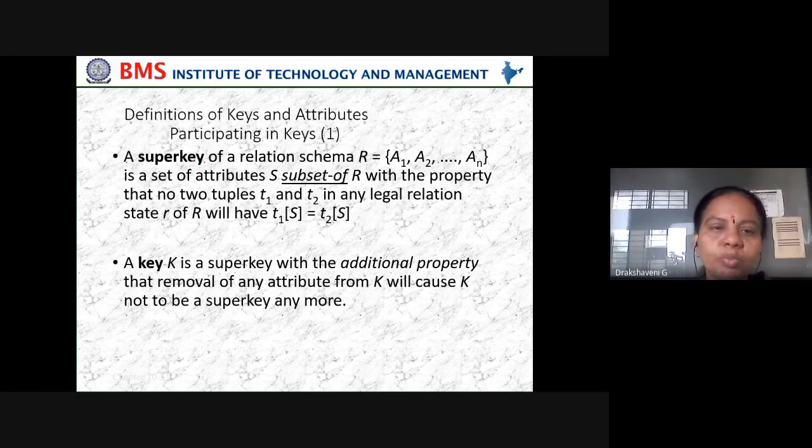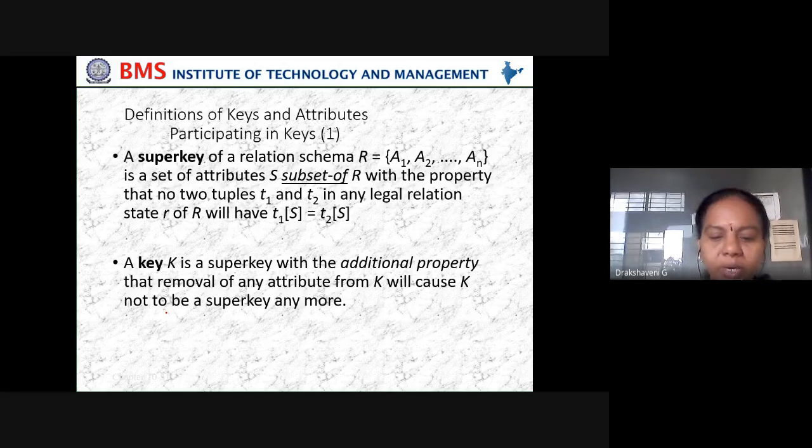Definition of keys and attributes participating in keys. A super key of a relation schema R = {A1, A2, A3, ...}, we may have n number of attributes. So what is a super key? It is a set of attributes S, a subset of R, with the property that no two tuples t1 and t2 in any legal relation state r of R will have the same values. A key is a super key with the additional property that removing any of the attributes from K will cause K to no longer be a super key.